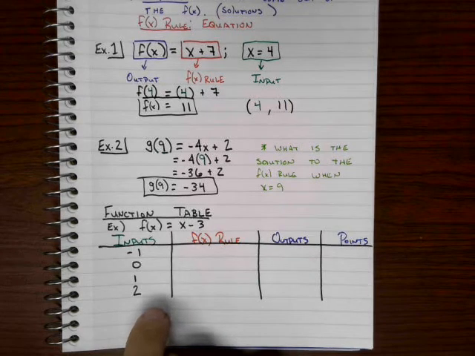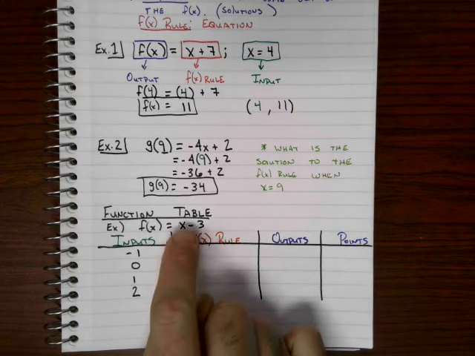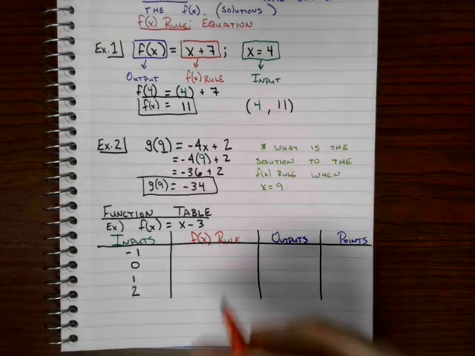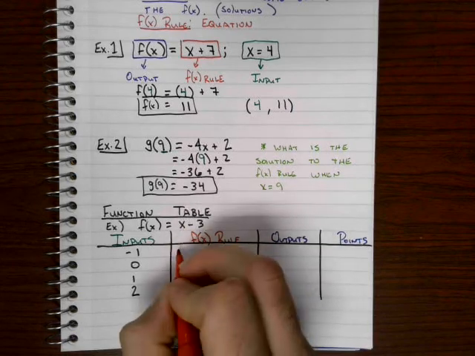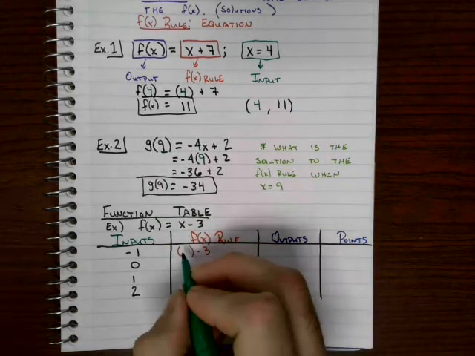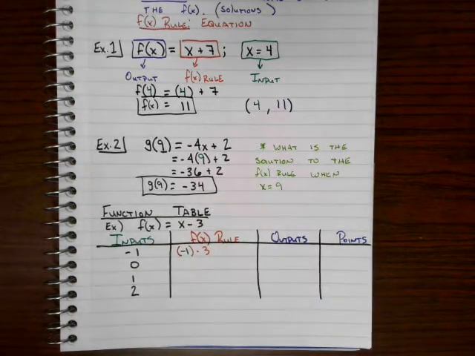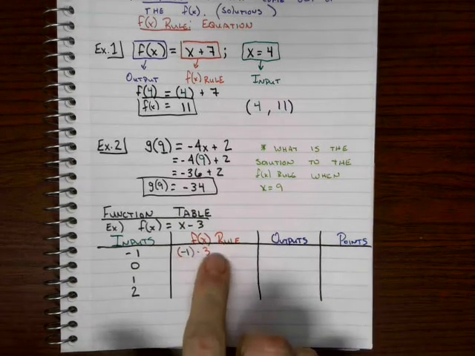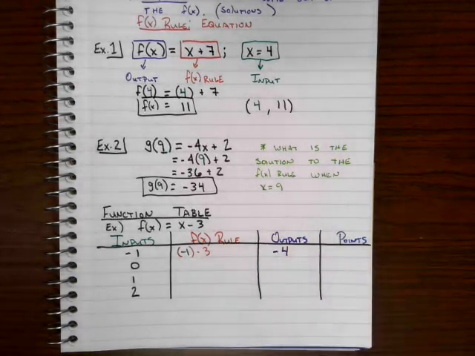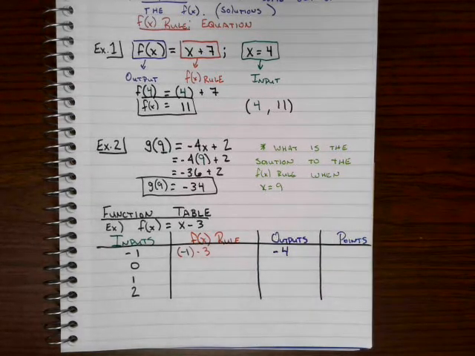All right. So my function rule, this is where your rule is going to go. Your function rule is just x minus 3. All right. So for my function rule here, I know it's x minus 3. So parentheses minus 3. What goes in those parentheses? Negative 1. What's negative 1 minus 3? It's going to give me negative 4. That's my output. So what's my point going to be down here?